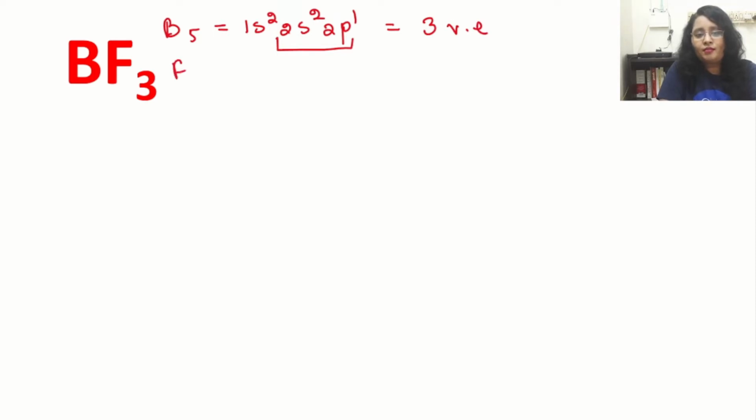In the same way, for fluorine, the atomic number is 9, 1s2, 2s2, 2p5. That is, the valence electrons are 5 plus 2, which means 7 valence electrons. So now when we are going to draw a Lewis structure, only valence electrons should be shown in that dot structure.